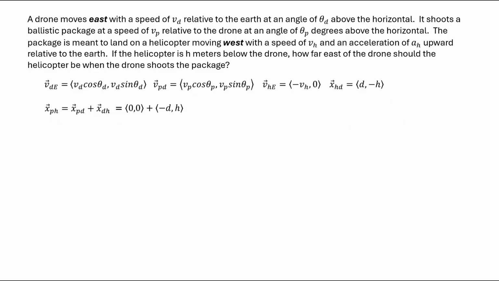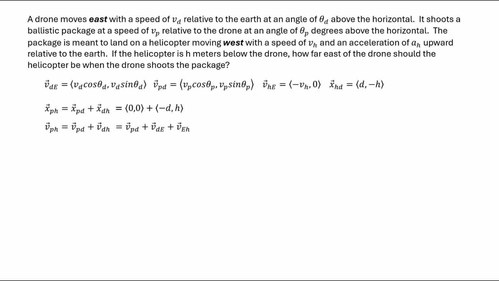I can plug these things in. The position of the package relative to the drone, at least at the start, is 0. They are in the same place. The helicopter is h meters below and d meters to the right. We don't know d. That's actually how far east. That's what we're trying to solve. And so I put a minus sign on this because I want DH instead of HD. Okay, so that's that piece of it. Now let's find the velocity. So the velocity of the package relative to the helicopter, that's the velocity of the package relative to the drone relative to the helicopter.